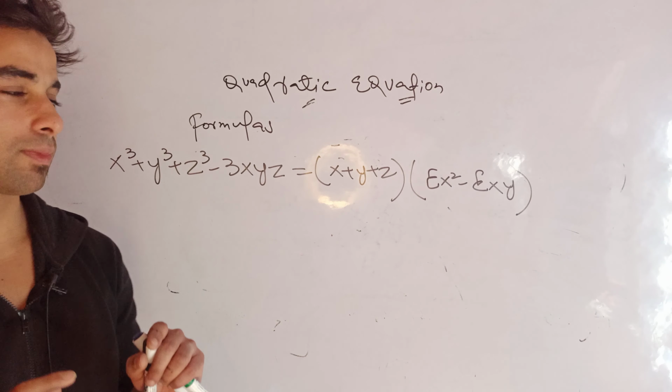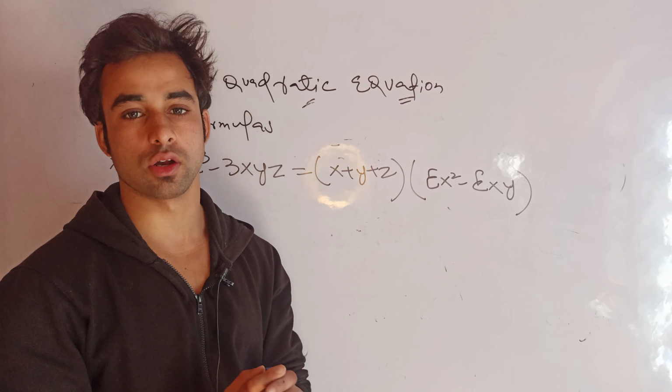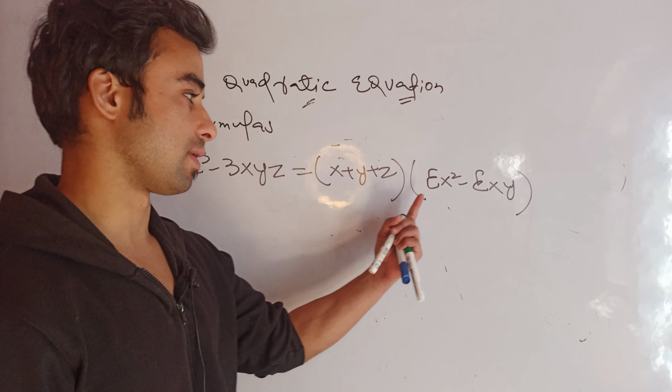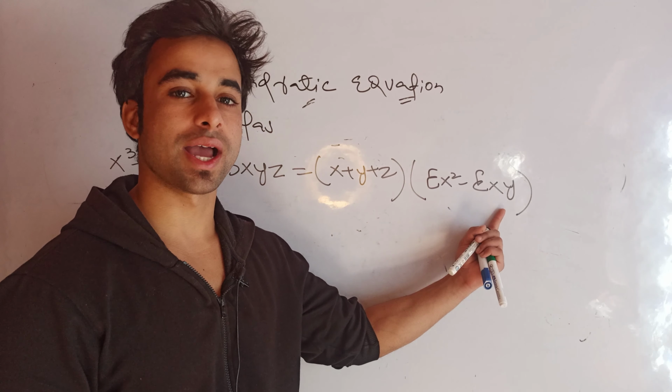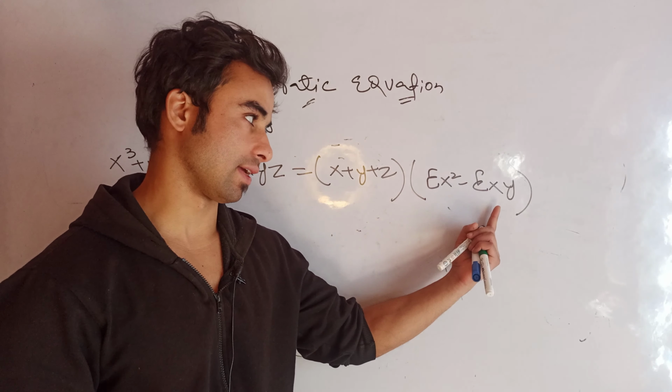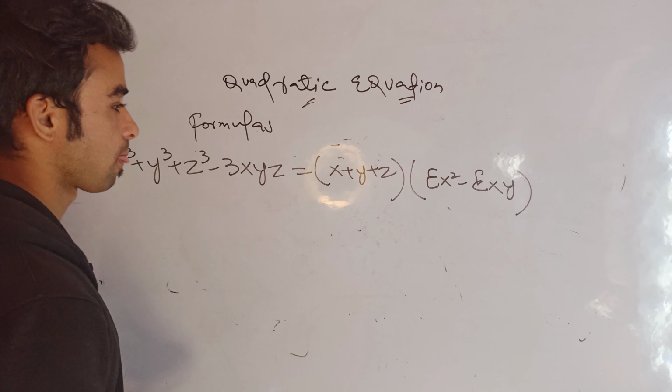Now what might be important, this sigma x squared, if you are not too familiar with it, actually means x squared plus y squared plus z squared, and minus sigma xy means minus xy minus yz minus zx. Actually we have 6 terms here, okay?